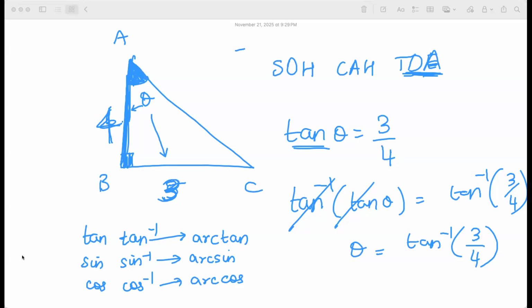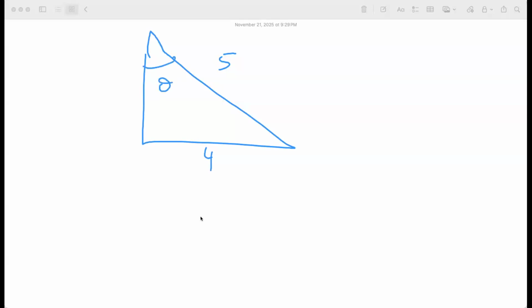Can I erase this? Yes. Guys, can I erase this? Yes. Thanks. Now, suppose if I have 5 and 4, this is theta. How will I find theta?